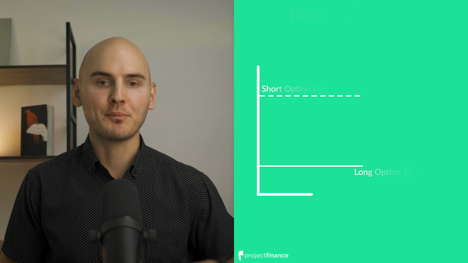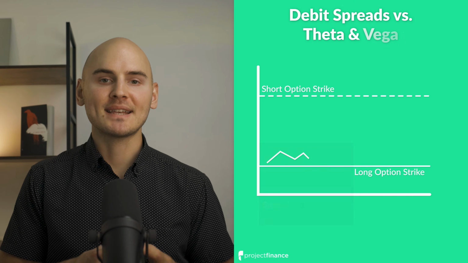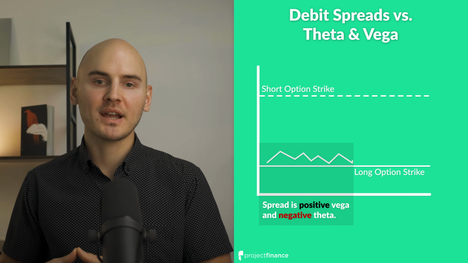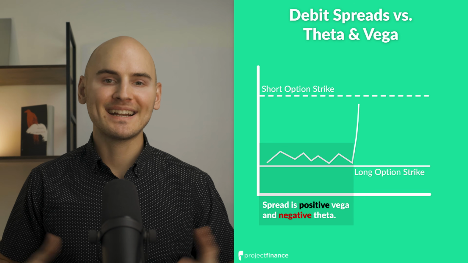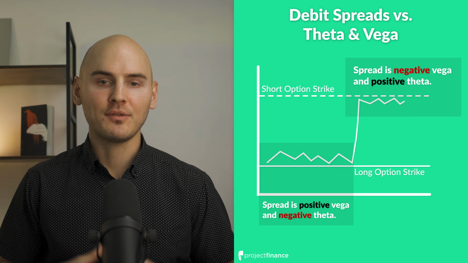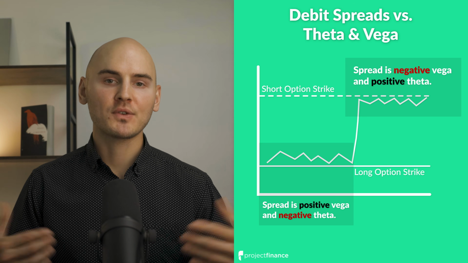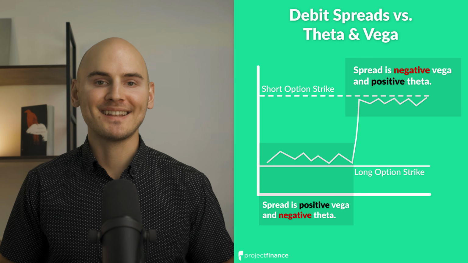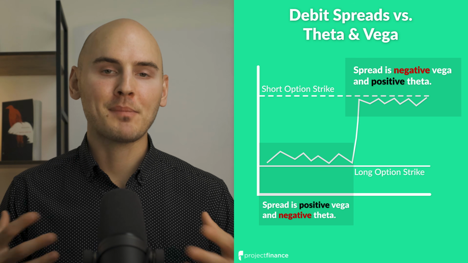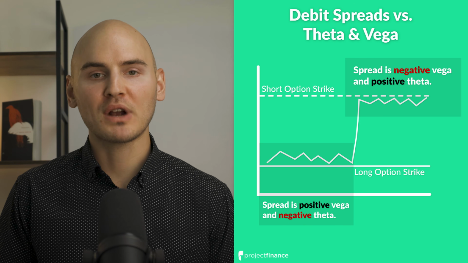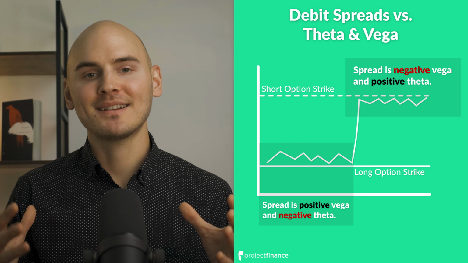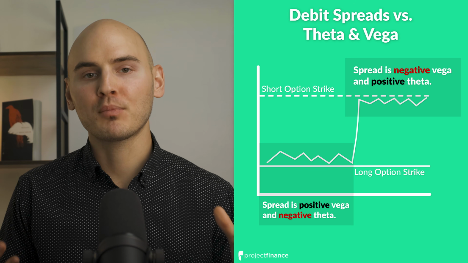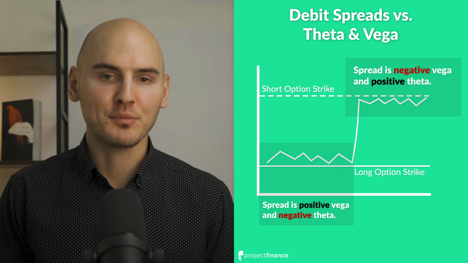If you're buying vertical spreads, meaning you're buying call spreads or buying put spreads, if the stock price is at or near the long option strike price, then you will have negative theta and positive Vega. But if the stock price moves favorably to the short option in that long vertical spread, then you will have a positive theta position, meaning you will profit from the passage of time, and negative Vega, meaning you will profit from decreases in implied volatility.